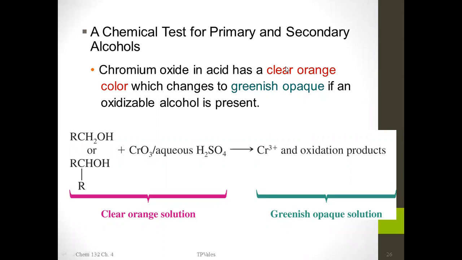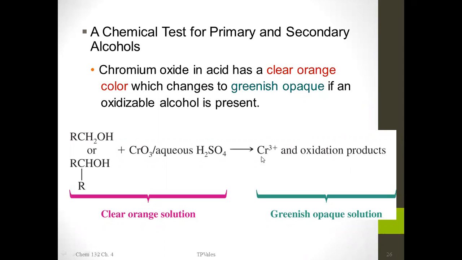So you can actually test for alcohols using chromium oxide and sulfuric acid. What happens is that you get chromium 3+ and the oxidation product, a C double bond O, an aldehyde, or a ketone. But what you see in the process is the change in color from orange to green. The chromium 3+ is greenish in color.